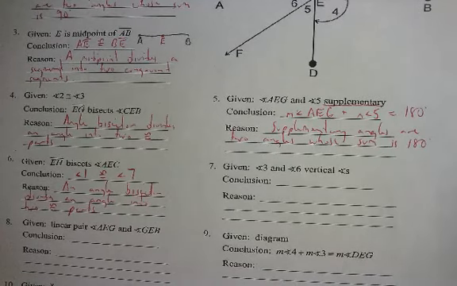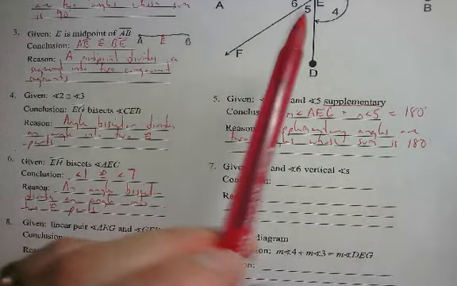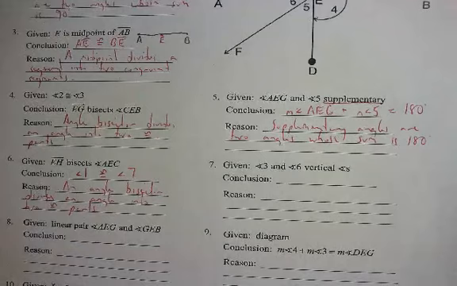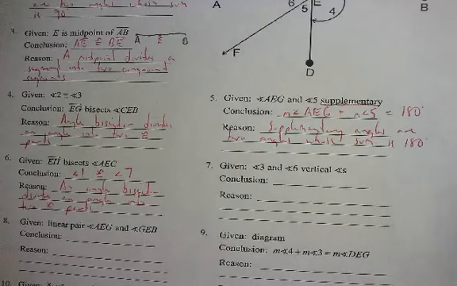We already did 6, so let's go right below and do number 7. This is actually a very important one that we use quite a bit within proofs. The given information is that angle 3 and angle 6 are vertical angles. So if you think back to earlier in the year, vertical angles are formed by intersecting lines. So 3 and 6 are vertical angles.